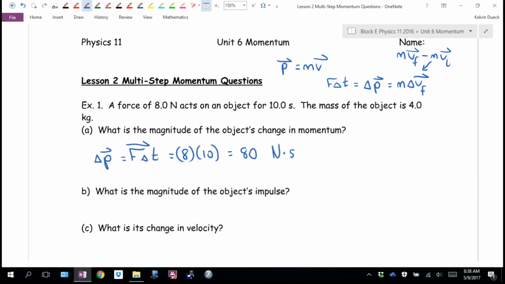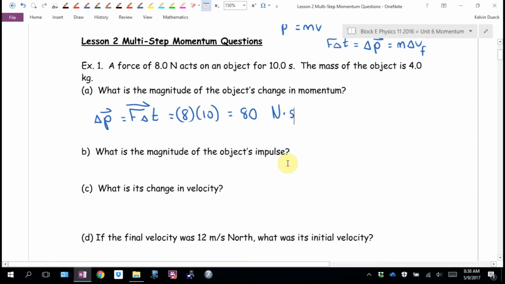B says, what's the magnitude of the object's impulse? It's meant to be really easy. Linnea, I'm asking, do you know that change in momentum and impulse are the same thing? We just found the change in momentum, we just found the impulse. So the impulse, which is also written as delta P, is 80 Newton seconds. By the way, it's Newton seconds, not newtons per second, because per second would have the second on the bottom. It's Newton times seconds. I put a dot between them just because that way you can tell they're two separate units. That's the times dot.